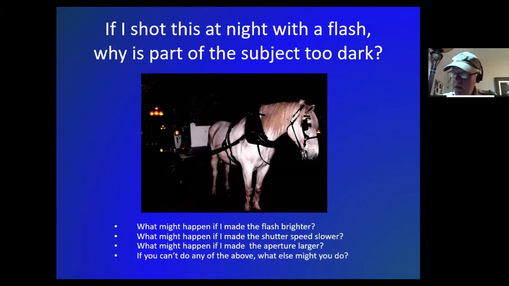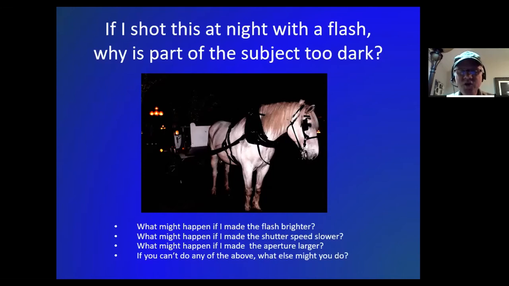So if I shot this at night with a flash, why is part of the subject too dark? Aiden? The aperture, like the f-stop. Yes. Small. That's correct. So now answer these questions. What would happen if I made the flash brighter? It probably wouldn't do that much because it can only accept a certain amount of light anyway if the aperture is small. Interesting. Well, here's what would happen if I made the flash brighter. I would wash out the horse and I would get more of the carriage. So you've got to balance things there as far as your flash.